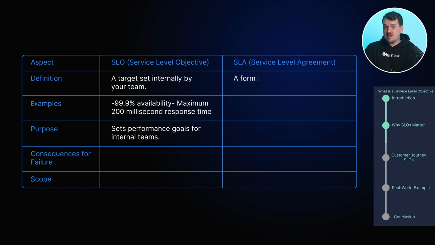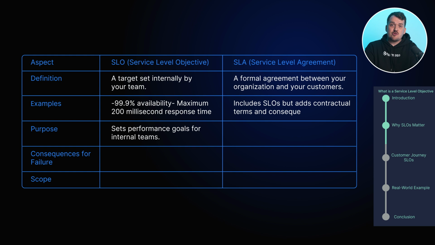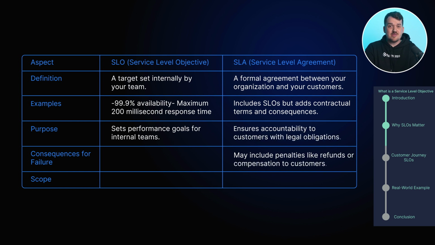An SLA, on the other hand, is a formal agreement between you and your customers. It includes one or more SLOs, but with contractual consequences if those targets aren't met. For example, if you don't meet your SLA, you might owe your customer a refund or other compensation. So while SLOs set the performance goals, SLAs back those goals up with legal accountability.